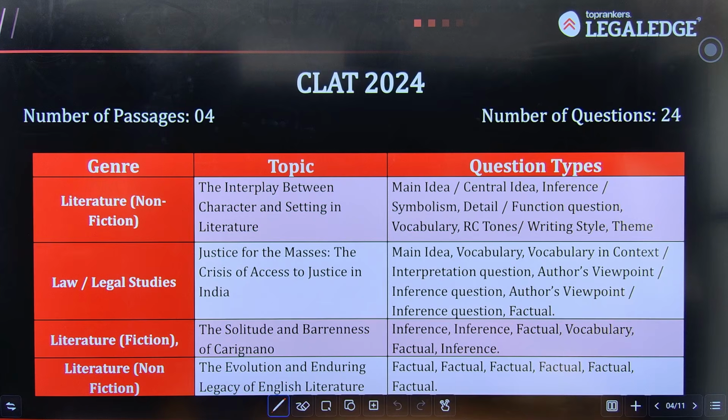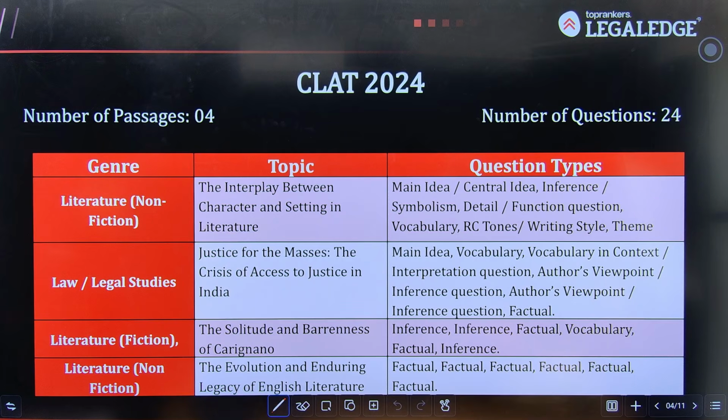Now, the third passage, students, was around fiction. The title of the passage can be The Solitude and Barrenness of Carinano. Now, students, here we can see there were three questions which were around inference. Two factual questions were there and one vocabulary based question was there.